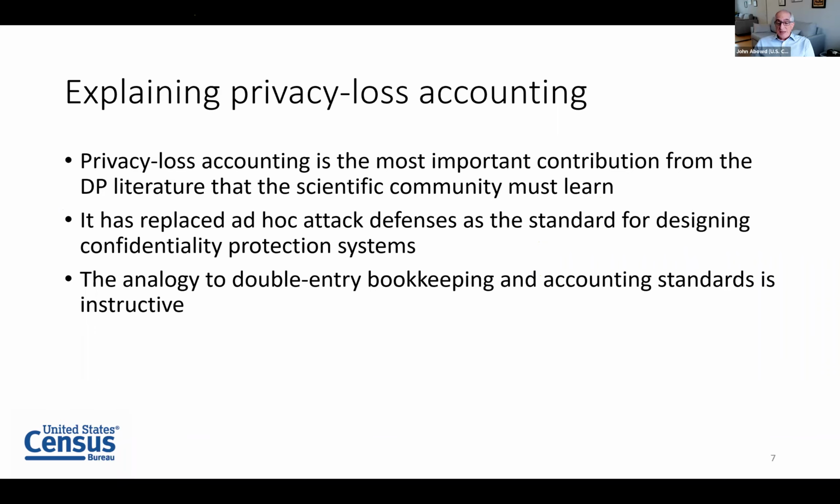Ad hoc defenses mean for this specified attack, we propose this procedure, which may or may not have some formal privacy protection properties. The classical system of complementary and primary cell or item suppression has some formal privacy properties, but it protects against a very specific database reconstruction attack and not against more general ones. And its application to cumulative privacy loss protection is still an unsolved problem. So privacy loss accounting really is important.